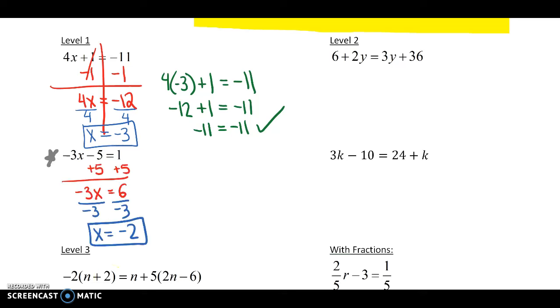Okay, so the point of trying this problem on your own was to see how well you're doing. If you got x equals negative 2, great, you did it correct. If you did not, go back through your work and see what you did wrong. So the first thing you have to undo is this minus 5.